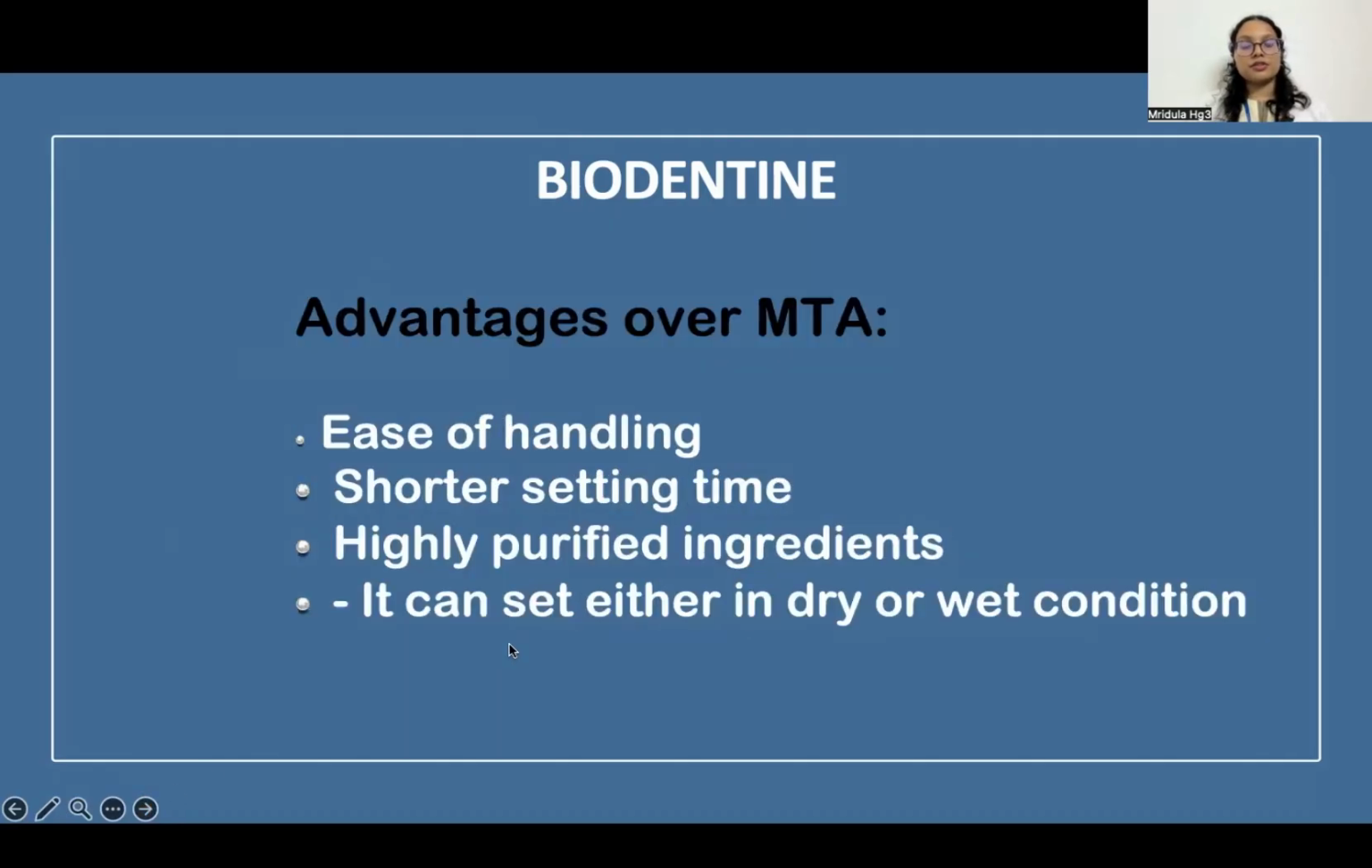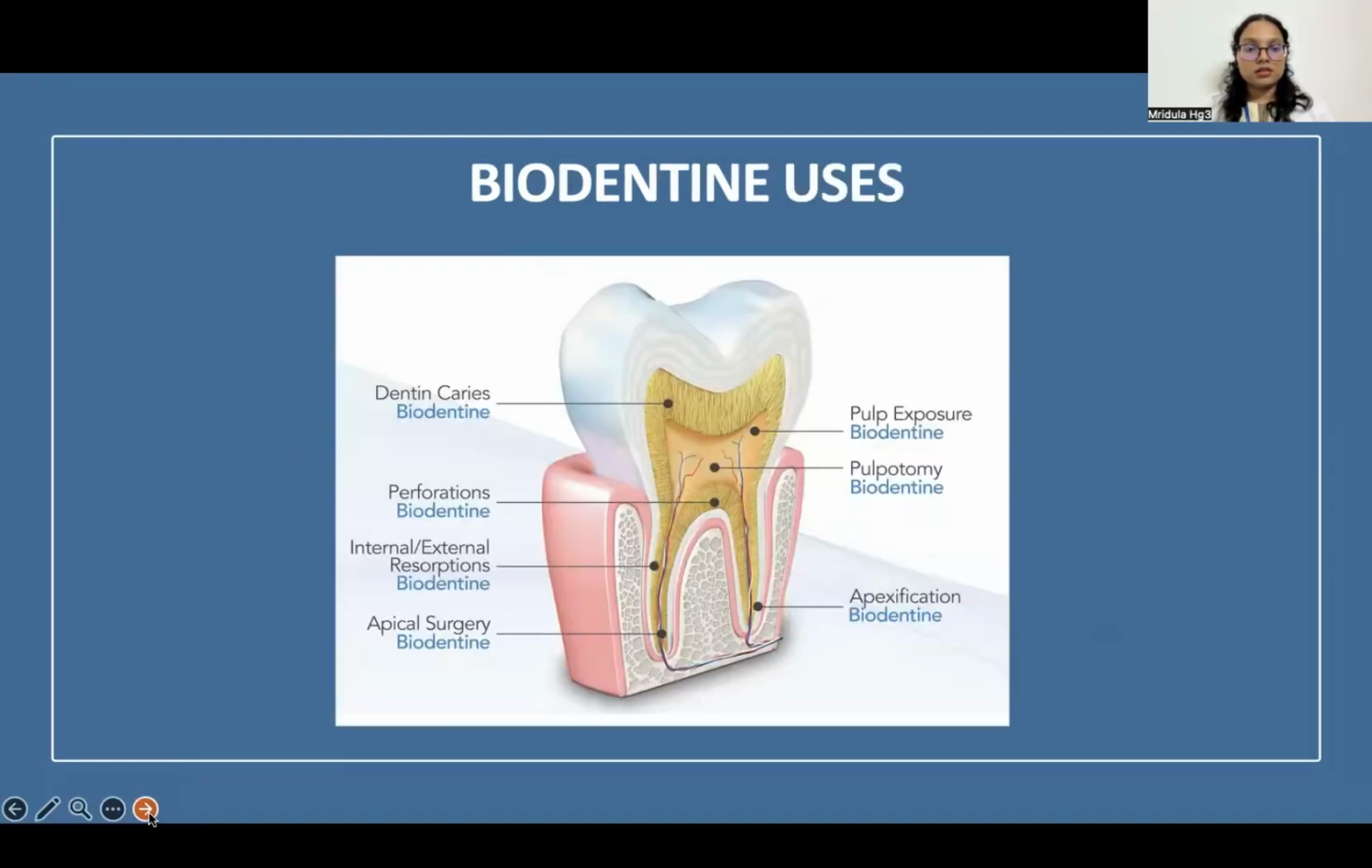The advantages of Biodentine over MTA are that it has easy handling properties, a shorter setting time, highly purified ingredients, and it can set either in dry or in wet conditions. The uses of Biodentine are in cases of dentinal caries, pulp exposure, pulpotomy, perforations, internal and external resorptions, apical surgery, and apexification.